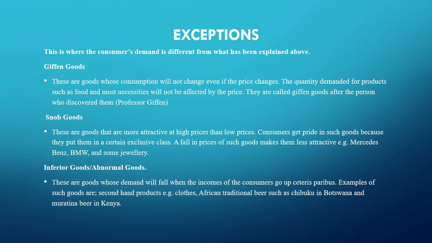So these three types of goods are exceptions to the factors affecting demand: Giffen goods, snob goods, and inferior or abnormal goods.